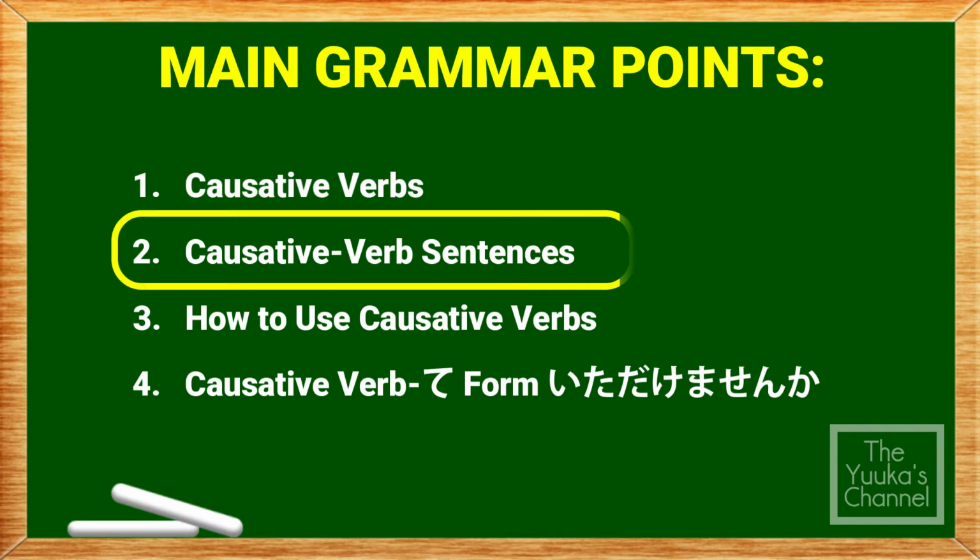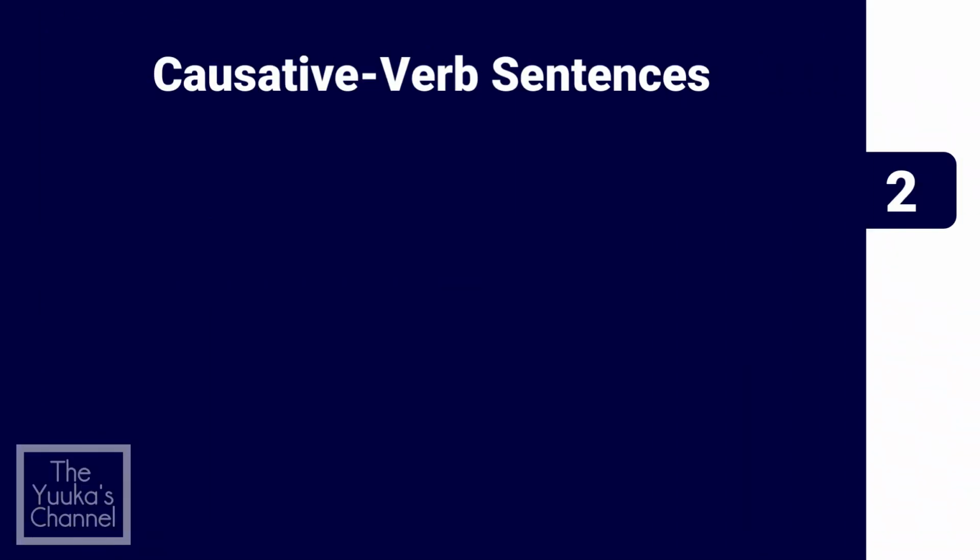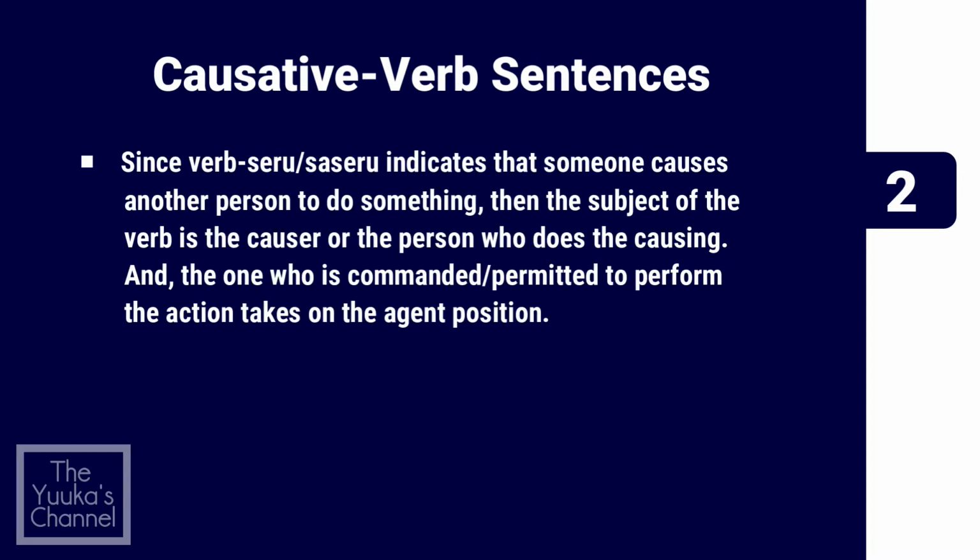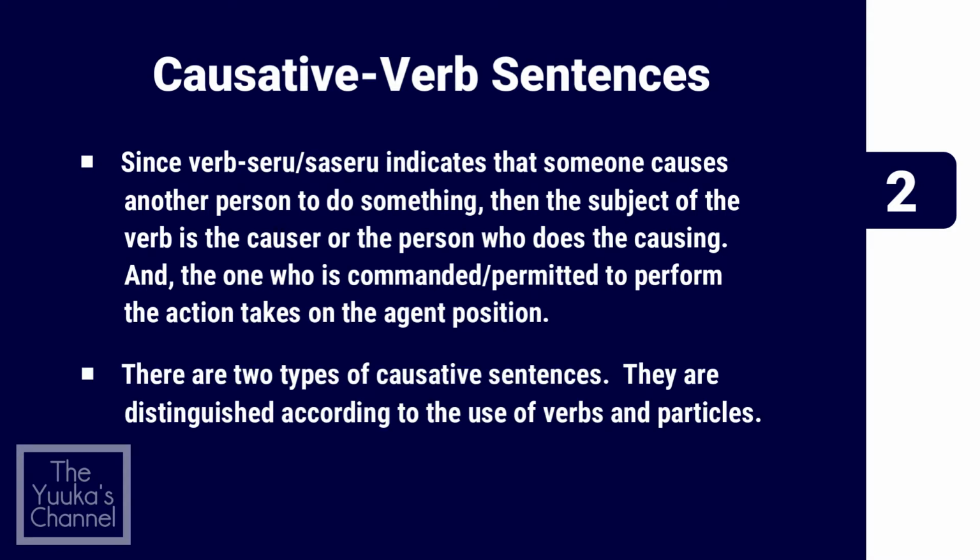Now we move on to causative verb sentences. Since the verb ending in seru or saseru indicates that someone causes another person to do something, the subject of the verb is the causer, or the person who does the causing. And the one who is commanded or permitted to perform the action takes on the agent position. There are two types of causative sentences. They are distinguished according to the use of verbs and particles.